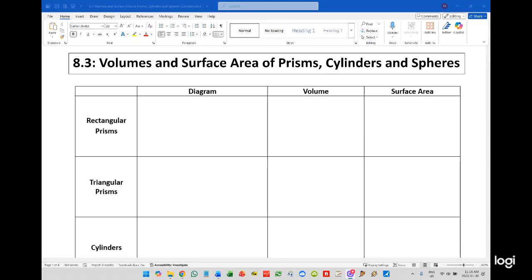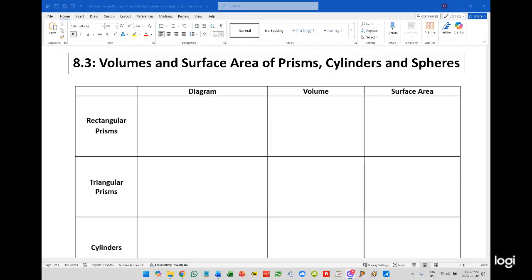Welcome back. In our last lesson, we took a little bit of a look at perimeter and area. Again, stuff from grade 9 and 10, and even prior to that, I believe. Today, we're going to start looking at three-dimensional things. So we're going to look at specifically prisms, cylinders, and spheres.